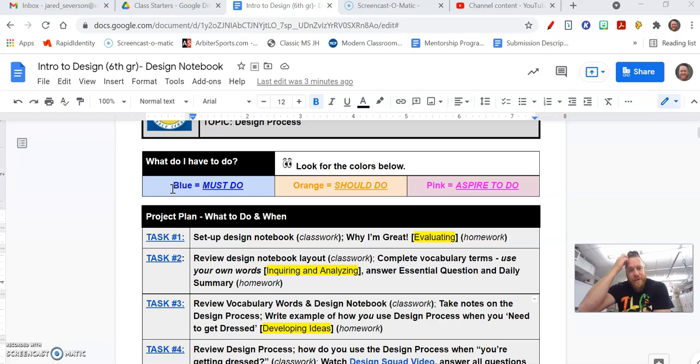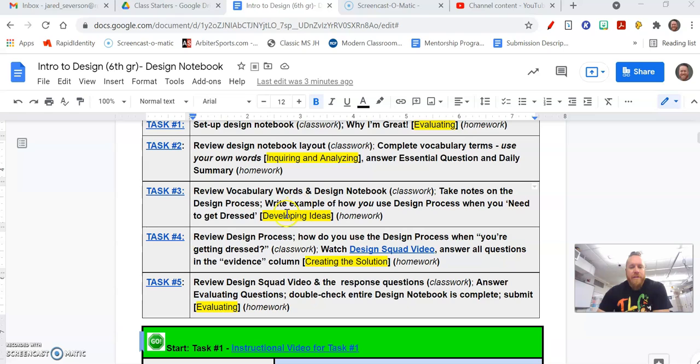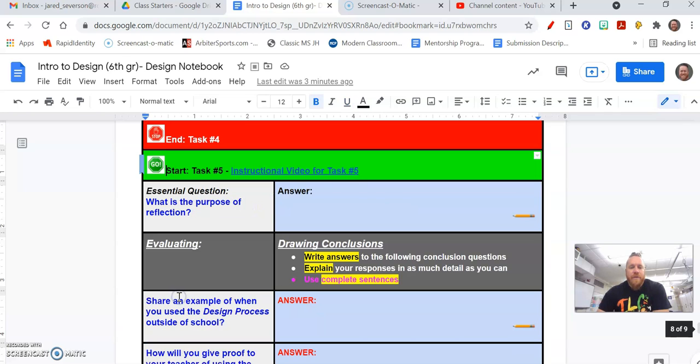Again, blue are the questions that you must answer. Anything with an orange background is going to be a question that you should answer, and pink are those aspire to answer questions that really dig a little bit deeper and go above and beyond. So in our project plan here, let's look at task number 5. You already reviewed as a class the Design Squad video and your responses, and today you're going to answer those conclusion questions and then turn in your design notebook once it's completely done. So let's click on the task 5 bookmark. That will drop us right down to the start of task number 5.